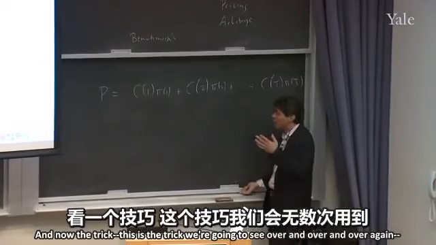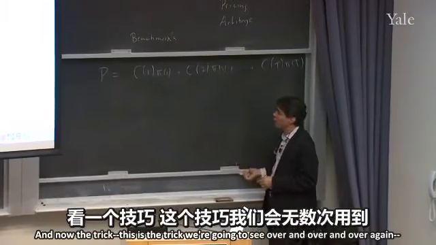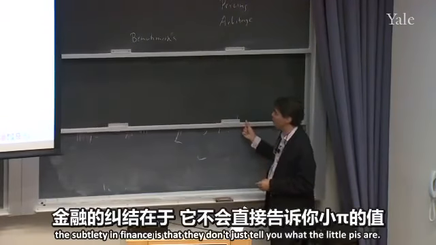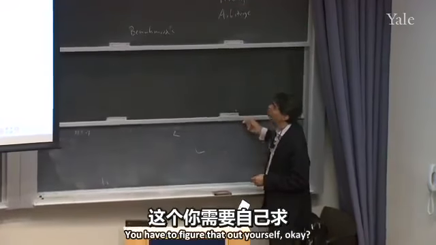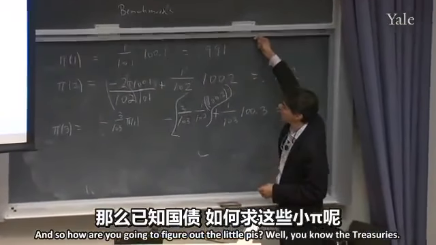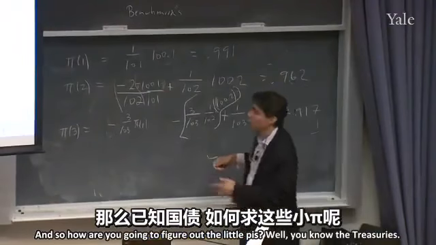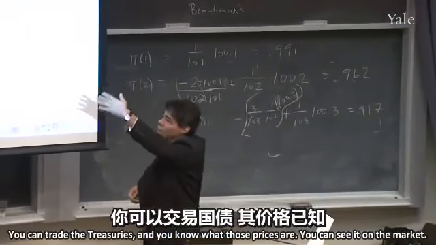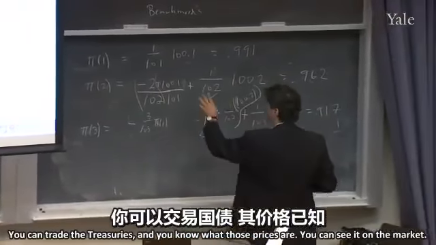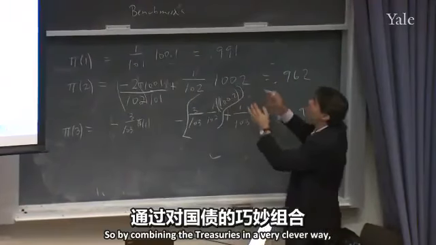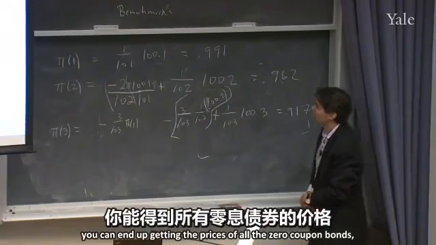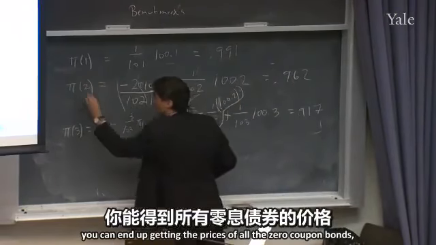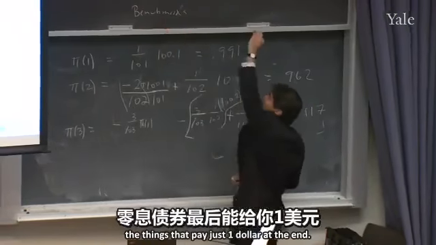And now the trick, this is a trick we're going to see over and over and over again, the subtlety in finance is that they don't just tell you what the little pi's are, you have to figure that out yourself. Okay, and so how are you going to figure out the little pi's? Well, you know the treasuries. You can trade the treasuries, and you know what those prices are. You can see it on the market. So by combining the treasuries in a very clever way, you can end up getting the prices of all the zero coupon bonds, the things that pay just $1 at the end.